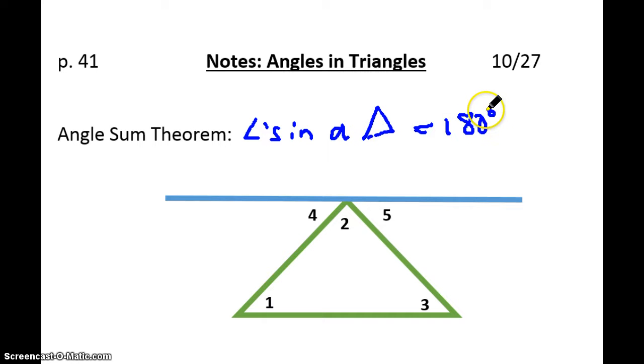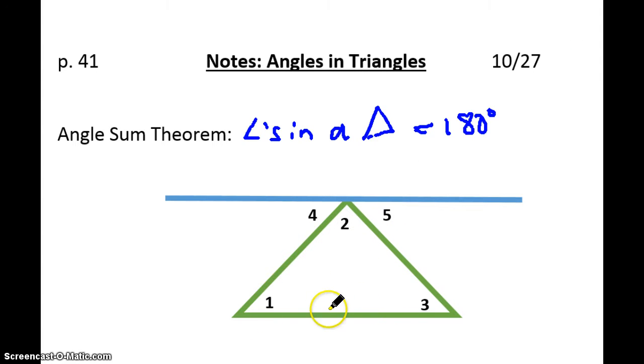So 180 degrees. Now you may know that, but you may not already know why that is. In fact, I would almost guarantee you don't know why that is. Okay, and so we're going to do an informal proof here. I'm not going to put it in 2 columns, but I kind of want you to see what's actually happening here. So I've got a triangle, and notice the angles of the triangle drawn are 1, 2, and 3.